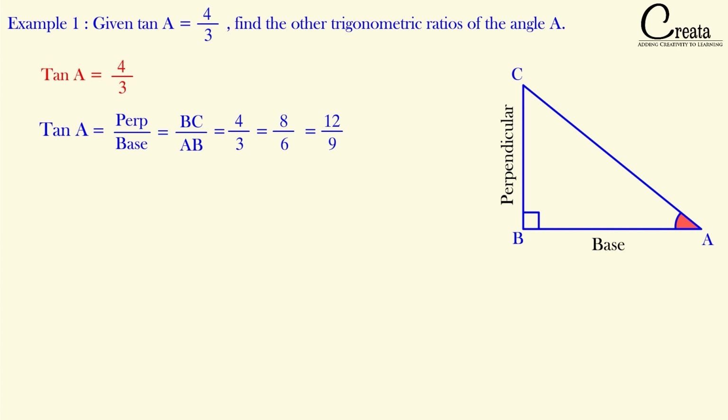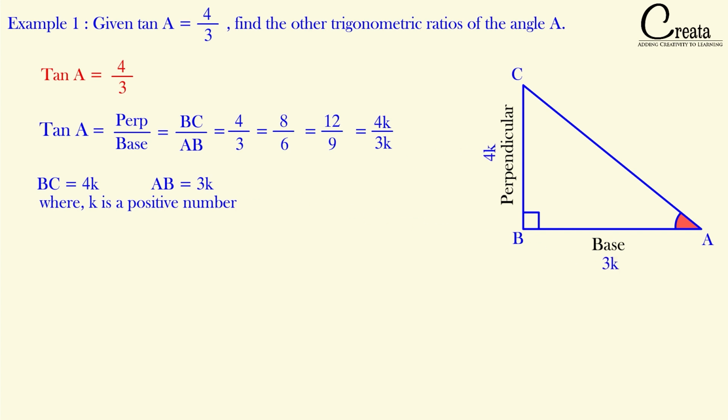So here can we write BC as 4k and AB as 3k, where k is any positive number. K can be 1, 2, 3, 4, 5, anything. Got it? BC is 4k. It means BC can be 4 into 1, that is 4, 4 into 2, 8, 4 into 3, 12. It can be anything. Similarly for AB. So we got the perpendicular as 4k and base as 3k.